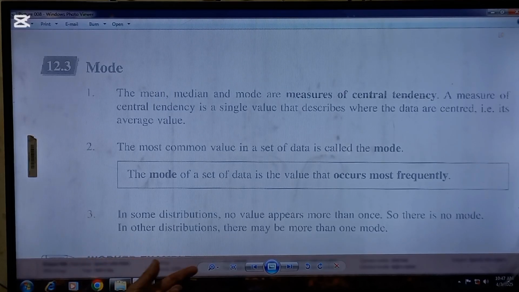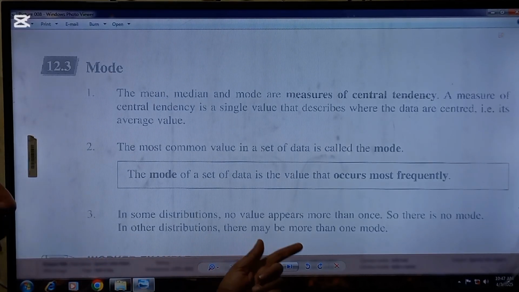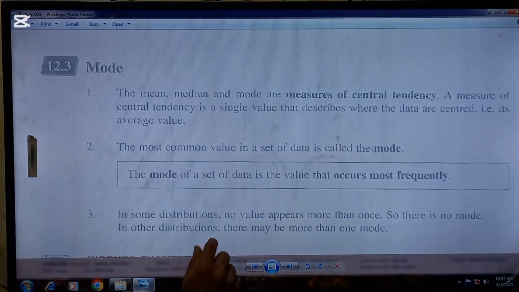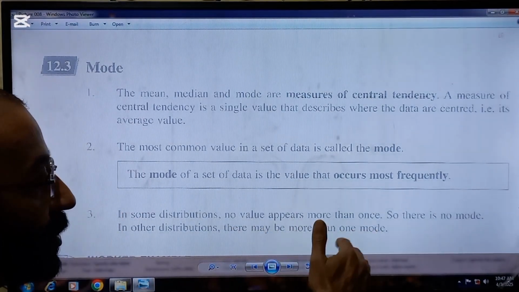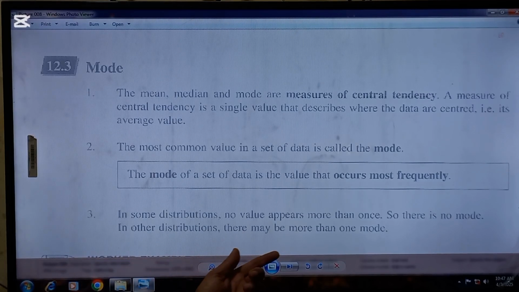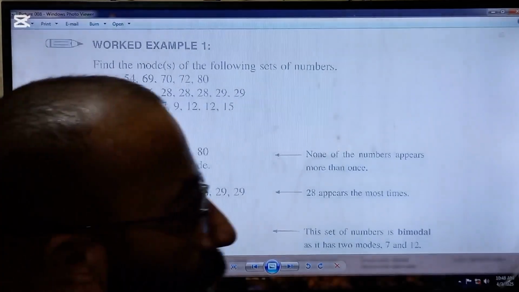In some distributions, no value appears more than once. So there is no mode. It means if no value appears more than once, there will be no mode. In other distributions, there may be more than one mode.